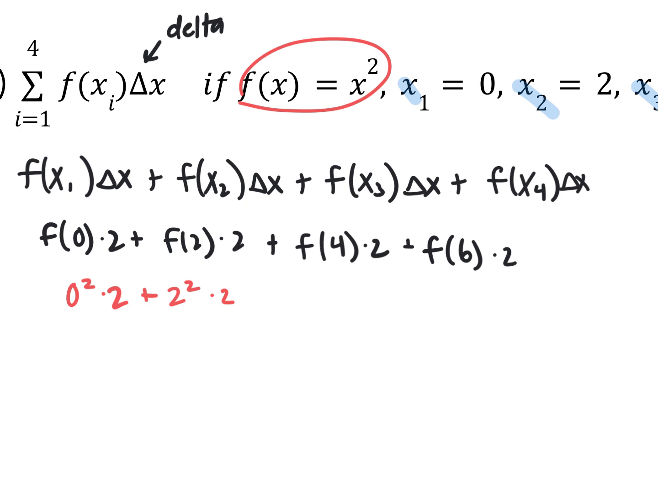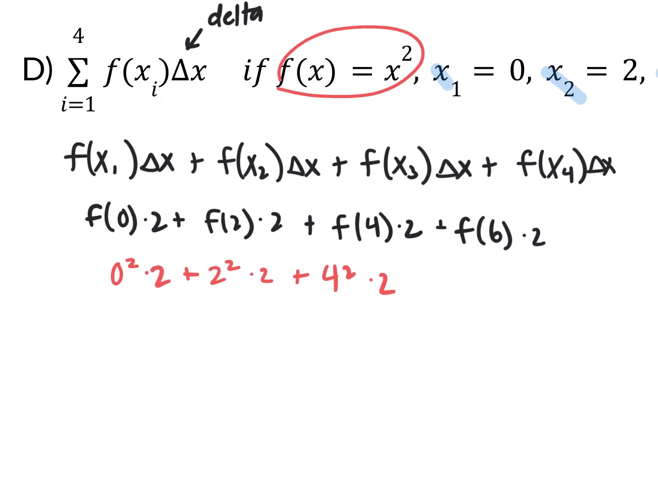I plug in now 4 for my function. I get 4 squared times 2. And then I plug in 6. I get 6 squared times 2. And now I can just go ahead and simplify this stuff out. Go ahead and plug this in your calculator or evaluate it by hand.